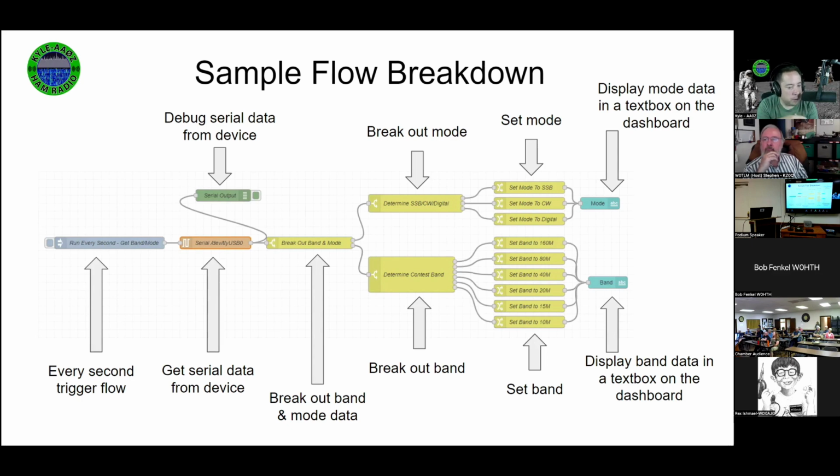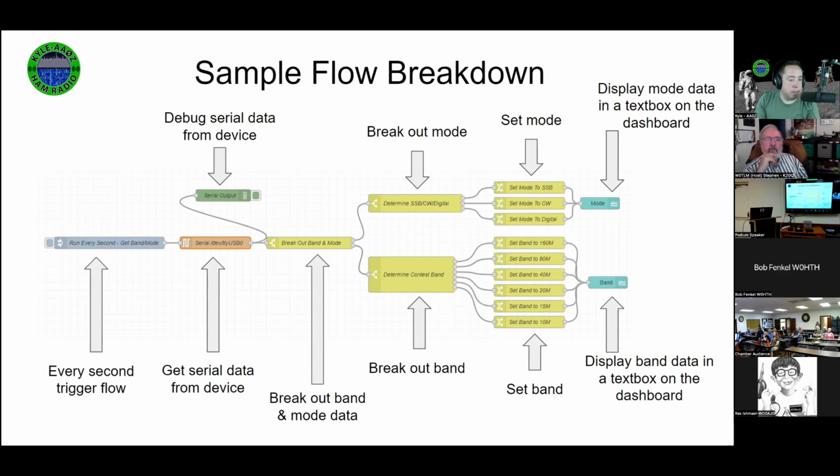Same thing with the mode. Break it out through SSB, CW, or digital. You break it out even further, and then display it, let's say, in a text box on the dashboard with a dashboard node to show that mode. So that's basically a flow that you can write in a couple of minutes.